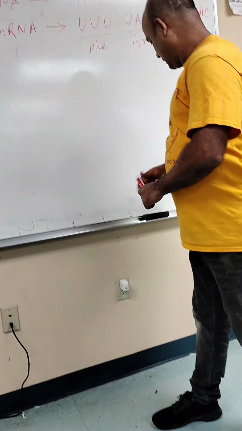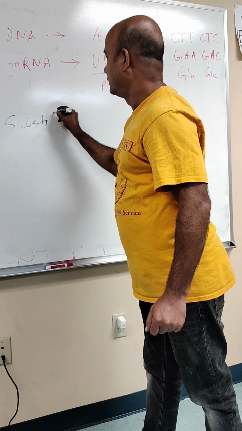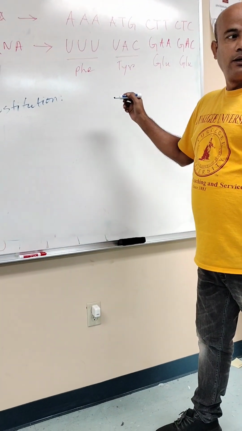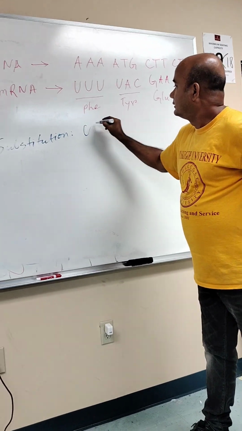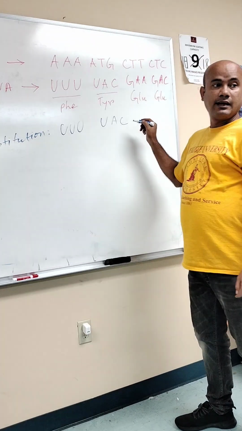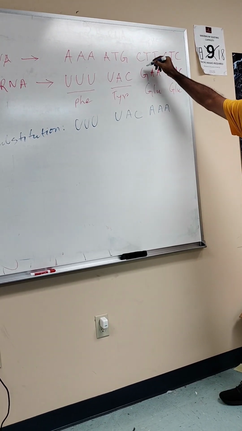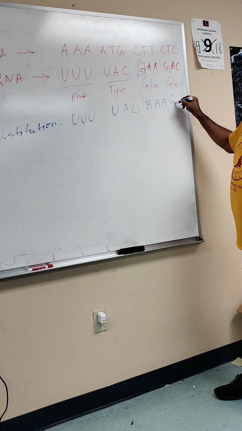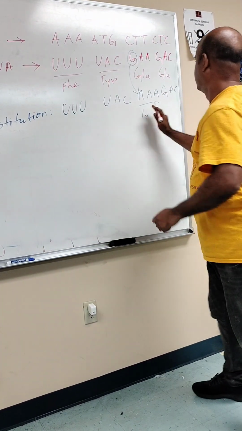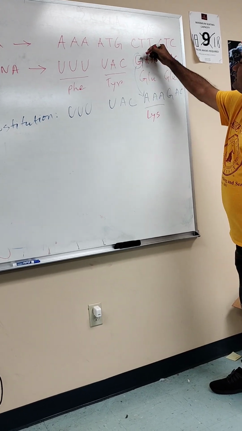When substitution happens, that means a change of a nucleotide. Here we see the uracil, UAC, where the G turns into A, giving UAA. Here you see lysine has come. Just substitution: we are changing the G into A.